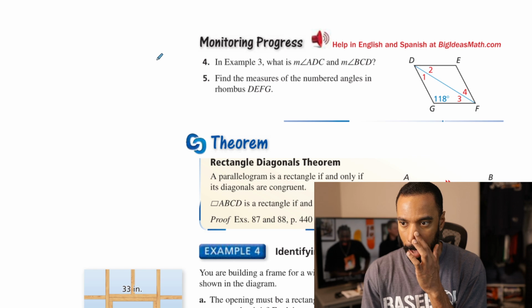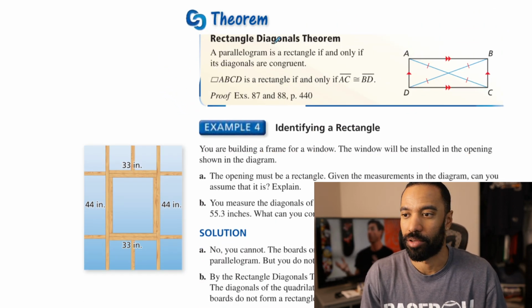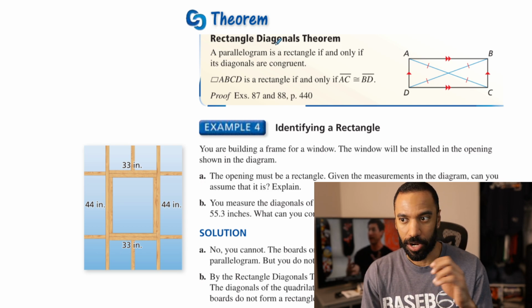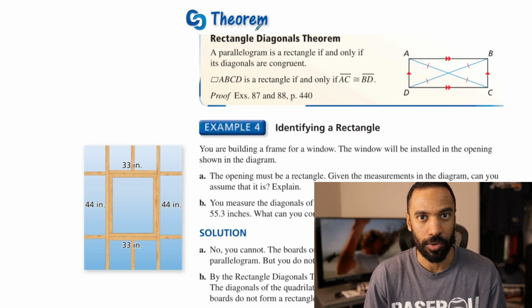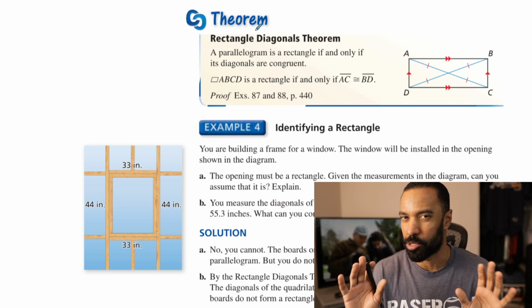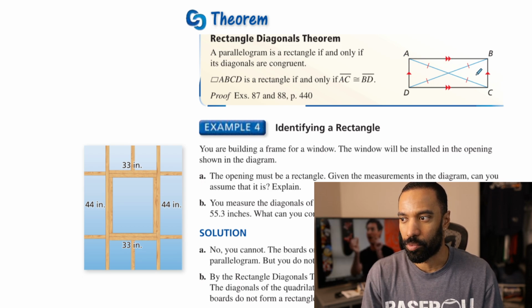Okay. Some examples of their own. We have 88 problems to do. Rectangle diagonals theorem. Now a parallelogram is a rectangle if and only if its diagonals are congruent, knowing it's a parallelogram to begin with. Remember, keep that in mind. So, diagonals now congruent. Think about that.